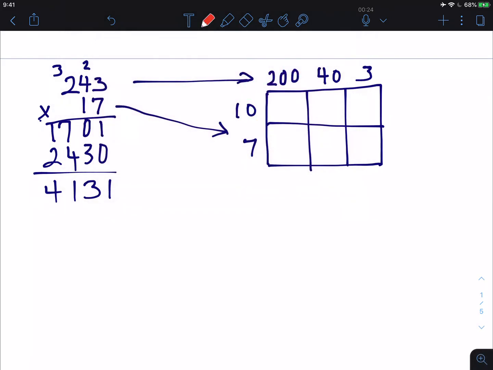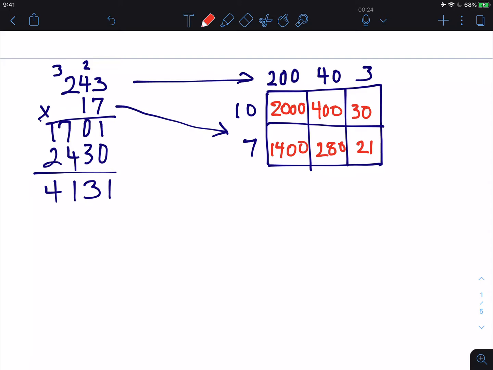And then we're going to multiply. In each cell, we're going to multiply the row times the column. So 200 times 10 is 2,000. 40 times 10 is 400. 3 times 10 is 30. 7 times 200 is 1,400. 7 times 40 is 280. 7 times 3 is 21.